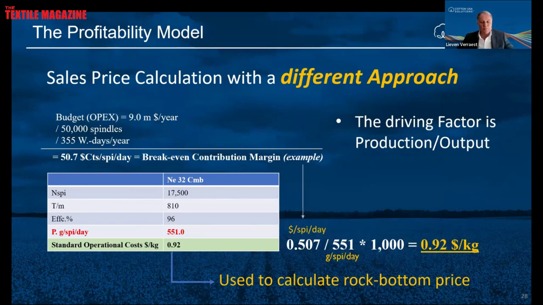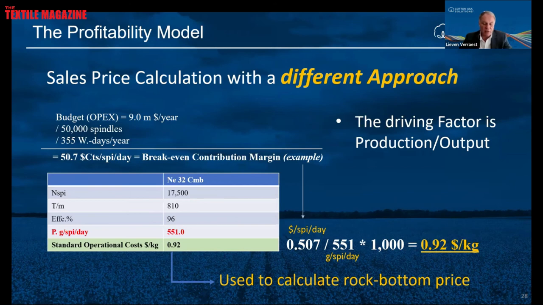So in our model, the last feature is a different approach to calculating rock bottom sales prices. It will help you to see what the rock bottom sale price is that you have to sell the yarn at to be profitable for specific yarns. Again, here, the driving factor will be the output.